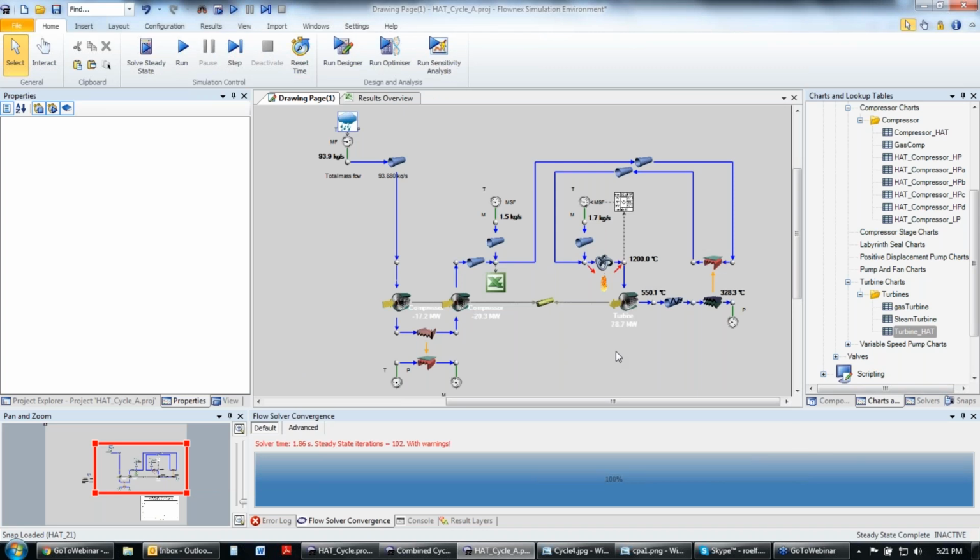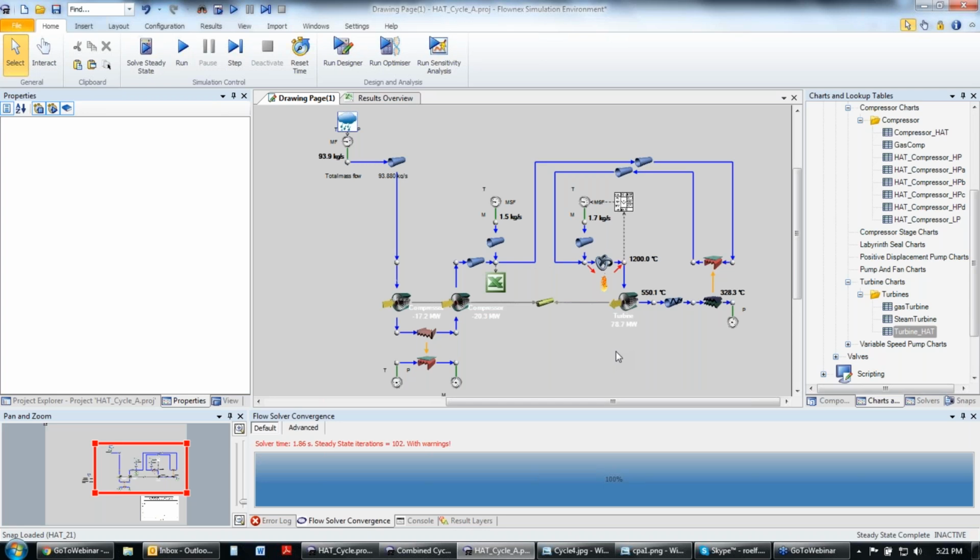This allows the system to respond in a real way, in a real-world scenario. So it will go off design just as it does in the real world. And this is where Flownex comes into its own.